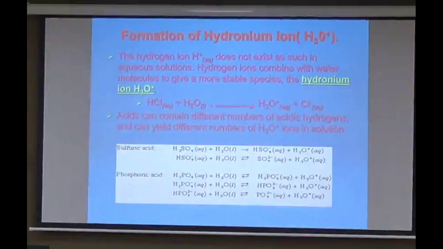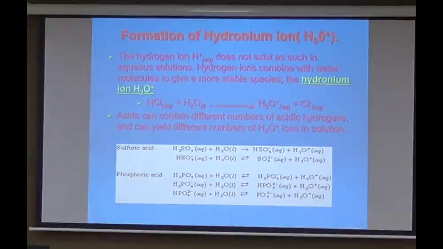If you see this slide carefully, you are seeing that hydronium ion is represented by the symbol H3O+. Now how is this formed? When hydrochloric acid is placed in water, it first forms hydrogen ions and chloride ions. These hydrogen ions combine with water molecule to form hydronium ion, which is comparatively stable as compared to hydrogen ions.